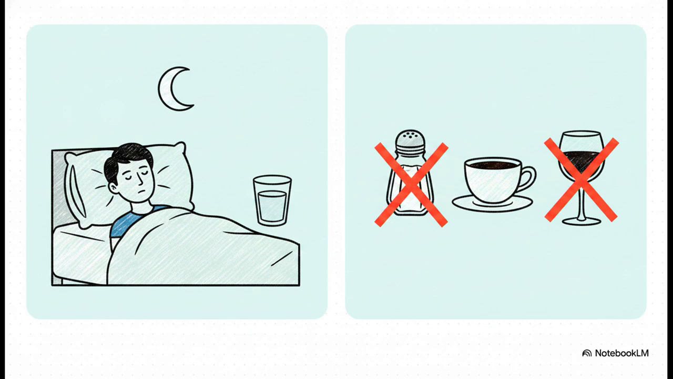Point 11. When they're not in an acute attack, they need to be drinking plenty of fluids. Point 12. Absolutely restrict sodium in their diet to prevent that fluid from building up in the inner ear again. And point 13. Strictly avoid alcohol, caffeine, and tobacco. Those are known triggers that will just make their symptoms so much worse.